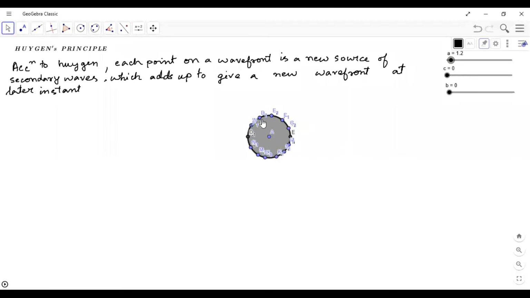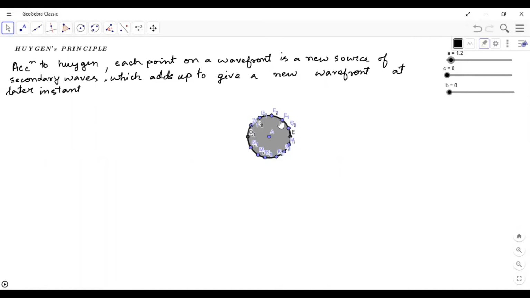Now, if you've observed this wavefront, I have taken a few points over it: 1, 2, 3, 4, 5, 6, 7, 8, 9, 10, 11, 12, 13, 14. I've taken around 14 points over this wavefront. These points will now behave as a new source of secondary waves. That means they will be behaving like a new light source, and light is going to come out from these new points over this wavefront.